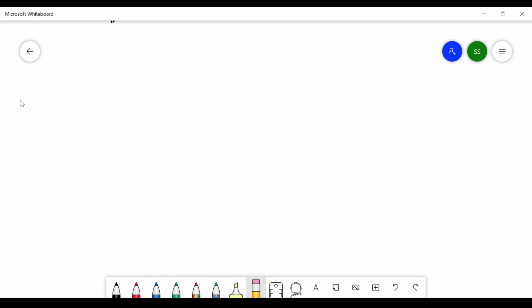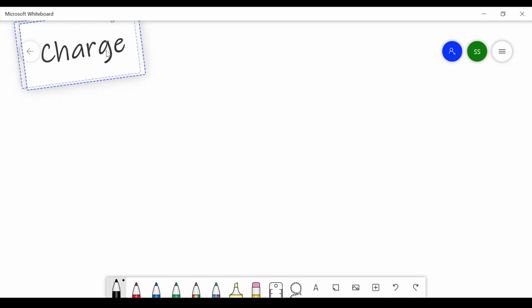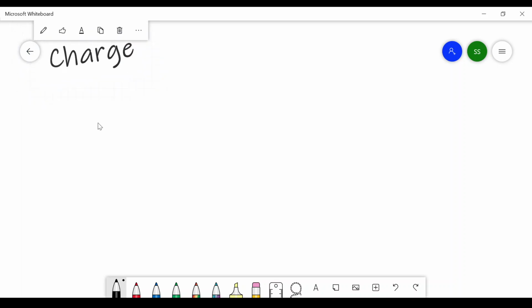Whenever you are talking about electrical, the most important thing is charge. We will be dealing with charge. And what is the symbol of this charge? The symbol of charge is Q.